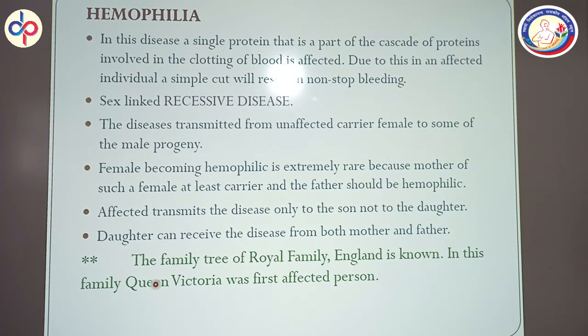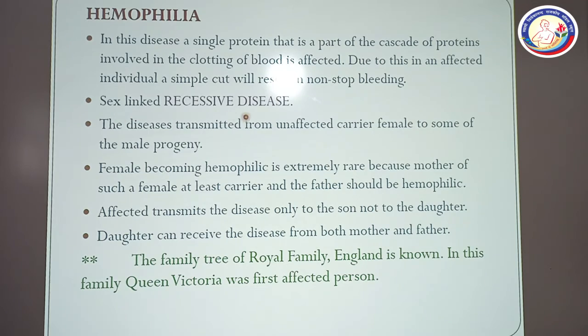So first, come to hemophilia. What is hemophilia? In this disease, a single protein that is part of the cascade of proteins involved in the clotting of blood is affected. I have taught you clotting factors in class 11th. There are many clotting factors, and out of those, the protein factors are known as the cascade of proteins. Due to this, in an affected individual, a simple cut will result in non-stop bleeding. If a person suffers from any cut or wound, then blood loss will continue.